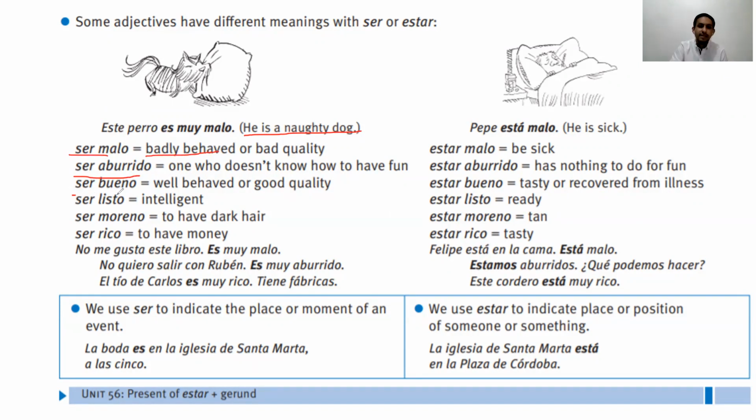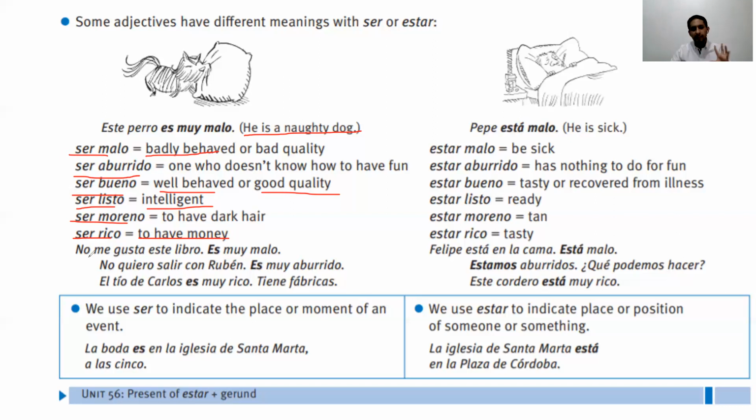Ser bueno, that means well-behaved or good quality. This cell phone is good. Este teléfono es bueno, that means good quality. And I'm a good teacher, so soy un buen maestro. Yeah, I'm a good quality teacher, right? Ser listo means intelligent. Ser moreno, to have dark hair like me, you know, soy moreno. And ser rico means to have money, right? And we have here more examples. No me gusta este libro, es muy malo. No quiero salir con Rubén, es muy aburrido. El tío de Carlos es muy rico, tiene fábricas, right?